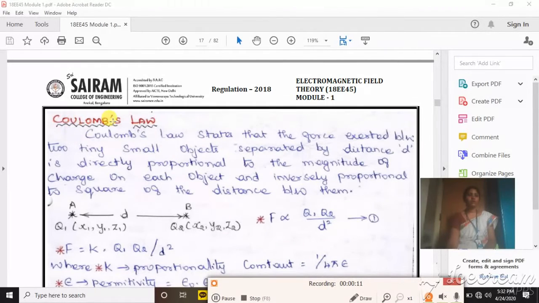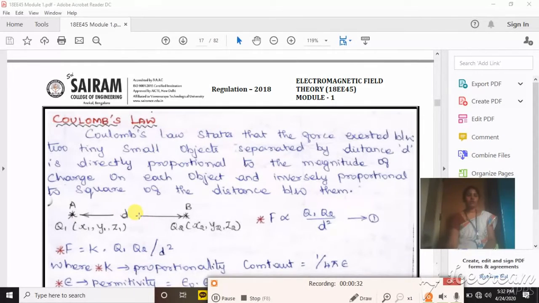So what Coulomb's law states is, when you have two charges, you consider charge Q1 and charge Q2. Charge Q1 is placed at x1, y1, z1. Q2 is placed at x2, y2, z2. This analysis we are making in a simple Cartesian coordinate system. The distance between the two charges is d.